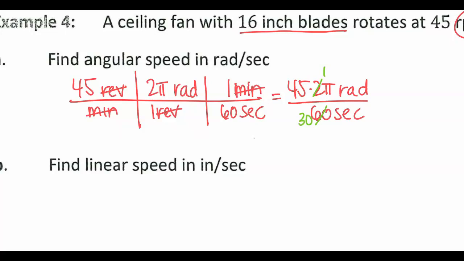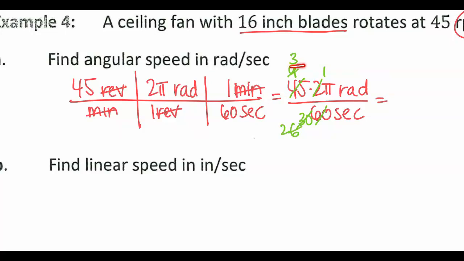And then 45 and 30, you can divide both of them. I know I can divide both of them by 5. So 45 divided by 5 is going to give me 9. And then 30 divided by 5 is 6. I can reduce this one more time. I can divide both of these by 3. So this will be 3. This will be 2.